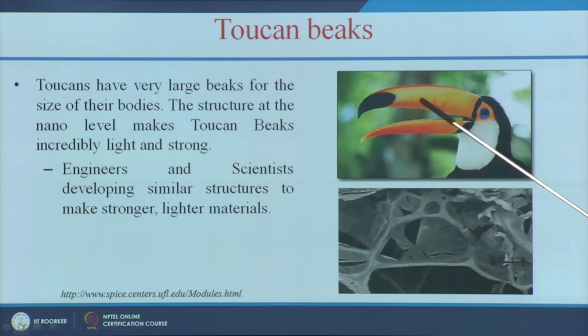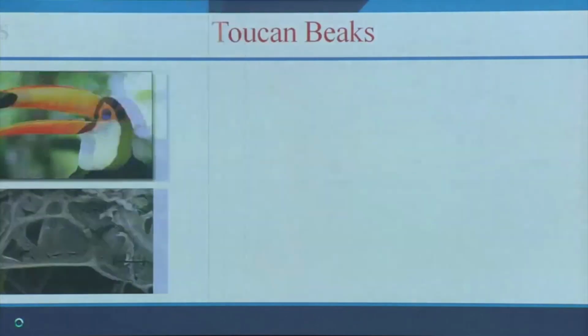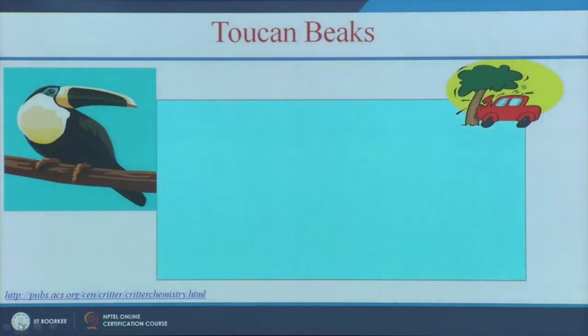When you see the beak under the electron microscope, it has a very good nanostructure. It is a strong material as well as a lighter material, so the bird can carry it, and at the same time it is a very strong material. So we can make something similar to that.